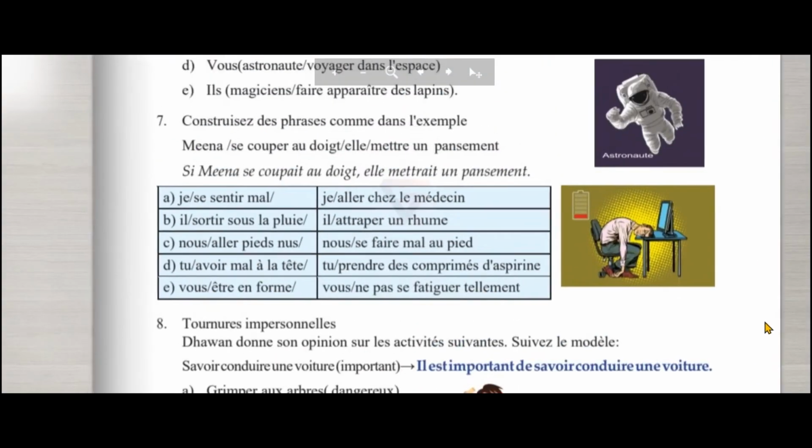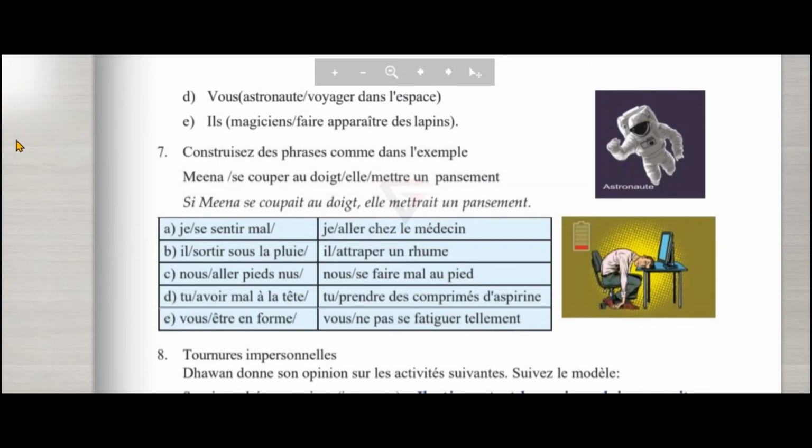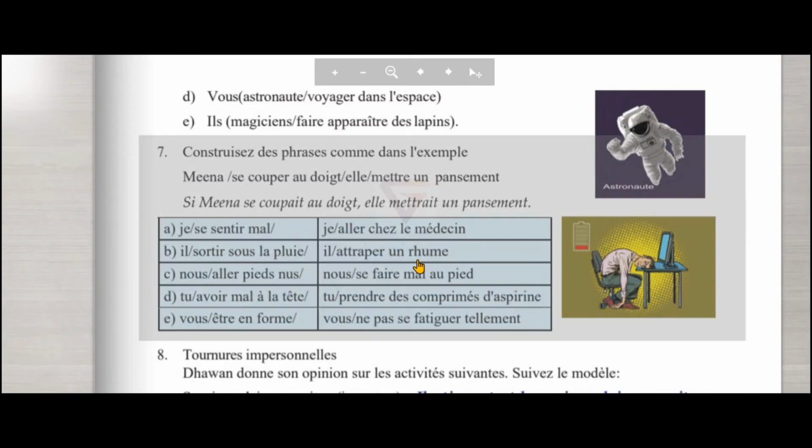Now the seventh exercise, again, we are making use of the imparfait followed by the conditional tense. So again, the first part of the answer is going to be in the imparfait. The second part is going to be in the conditional. So they're giving you an example here. If Meena cut her finger, she would put on a bandage.